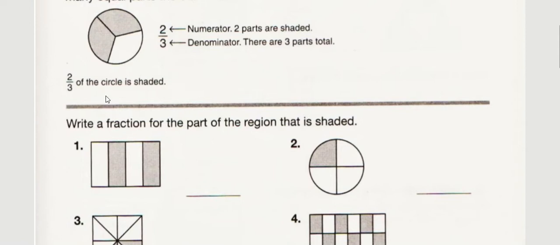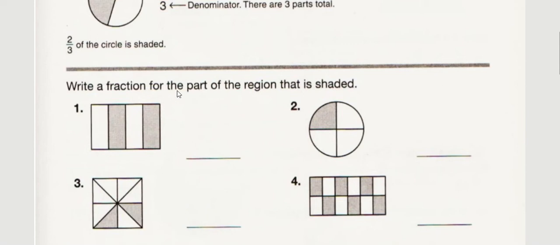Okay, let's move to the questions now. Here we need to write a fraction for the part of the region that is shaded. We have here this rectangle. It's split into how many parts? Yes, 1, 2, 3, 4 parts. And how many parts are shaded? Yes, 2 parts are shaded. So the total number of parts is 4. So the denominator is 4, and the numerator, the number of shaded parts, is 2.